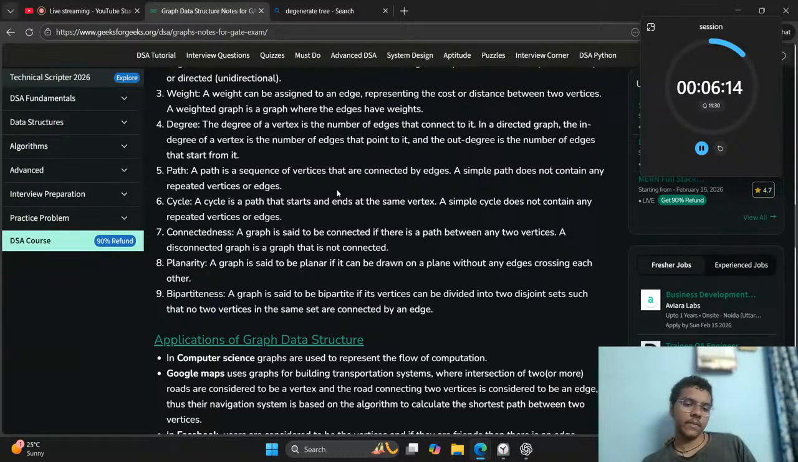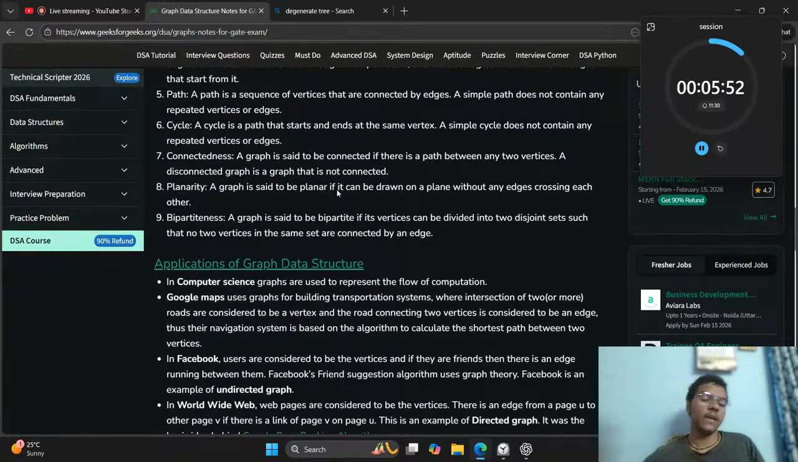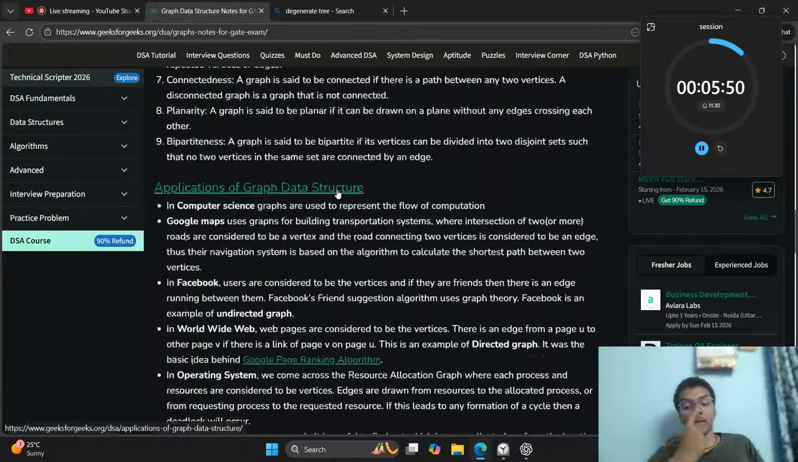Planarity: a graph is said to be planar if it can be drawn on a plane without any edges crossing each other. There is a theorem, Euler's theorem for planarity or something. Bipartiteness: a graph is said to be bipartite if its vertices can be divided into two disjoint sets such that no two vertices in the same set are connected by an edge. Disjoint set union is something we studied.